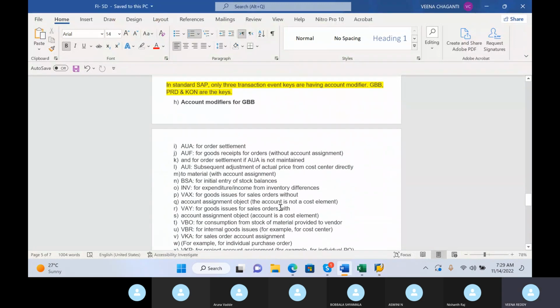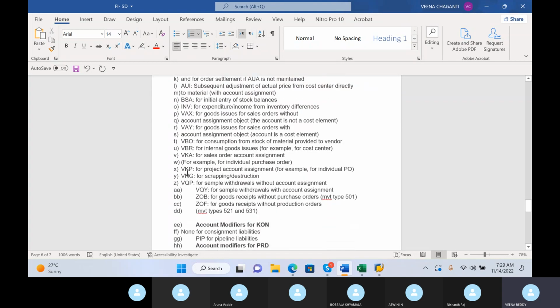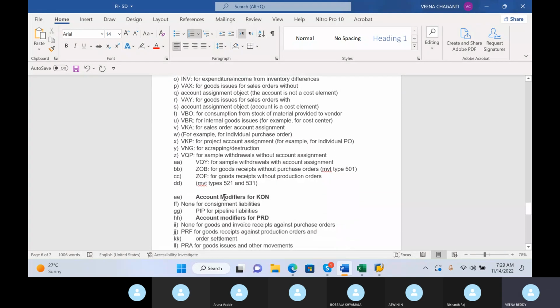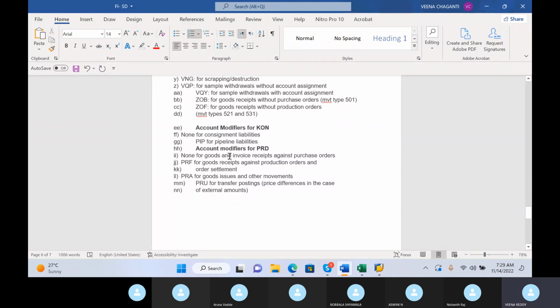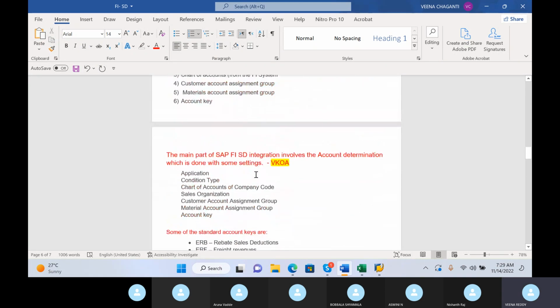These are some, as I said, the transaction keys in OBYC. In standard SAP, only three transaction event keys have an account modifier. As I said, the offsetting entries, they have given only three: GBB, PRD, and K1. These are offsetting entries. With this combination, they will maintain these offsetting entry keys. Account modifier. Totally, this is the FIMM integration.